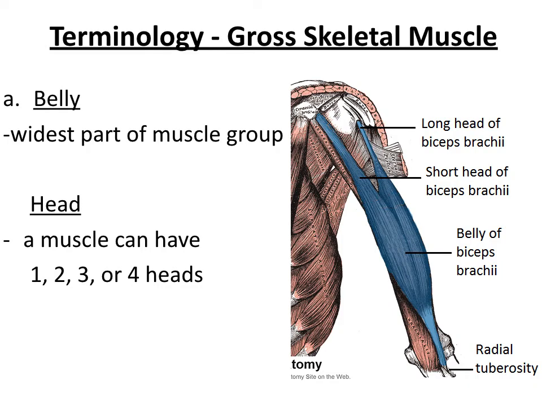There's a couple things to know about at the gross level. The heads at the ends of the muscles, we can have one or two or three or four heads at the ends, and also the middle part of the skeletal muscle is called the belly. That's the widest part.